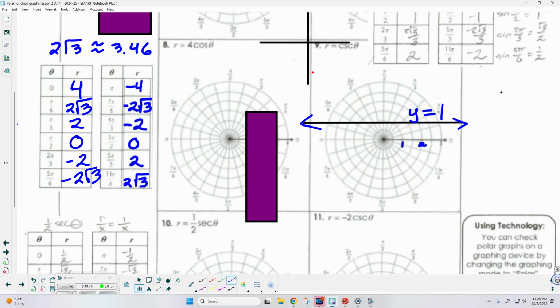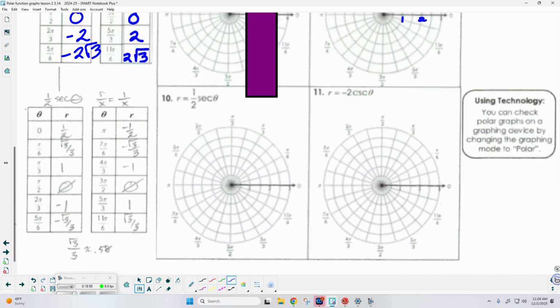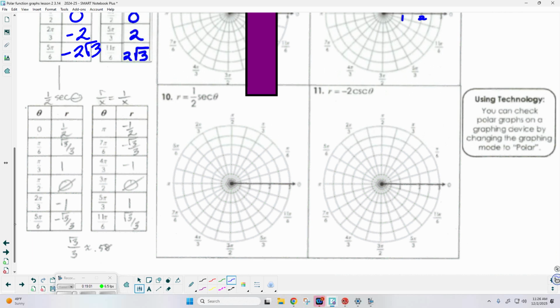Now, we want to use this idea to help us predict what's going to happen in other problems. If graphing cosecant in this plane gives me a horizontal line, what's graphing secant in the same plane going to give me? What do you think? Cosecant gave me a horizontal line, so secant's going to give me a vertical line.